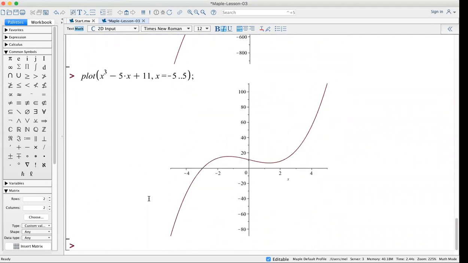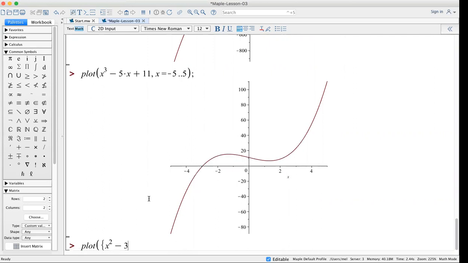Now, it's possible to plot 2 or more curves on the same graph. And if you want to do that, you put the curves inside curly brackets. So maybe we have the parabola x squared minus 3, and we have another parabola. Well, let's make it, I don't know, 5 minus 2 times x minus x squared. So I put these in curly brackets, comma x.